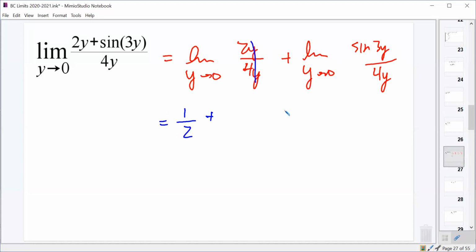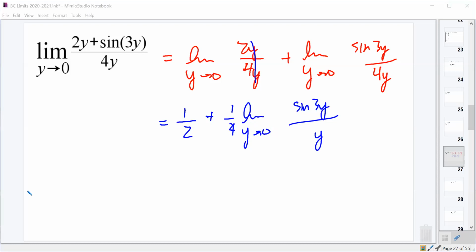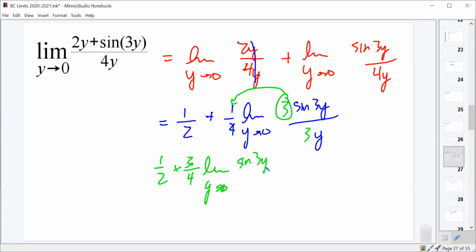Plus over here, we'll pull out the 1/4 that's in front of that y down there in the denominator. And that gives us sine 3y over y. And what do we need to do from there? What do we need to throw in there? Yep, 3 in the numerator, 3 in the denominator. And the 3 in the numerator will get pulled out. So we got a half plus 3/4 of that limit as y approaches 0 sine 3y over 3y, which is 1, giving us a half plus 3/4 of 1, or 5/4.